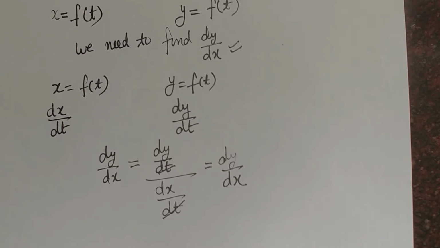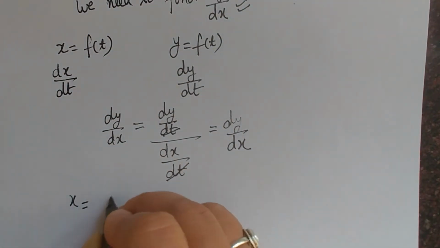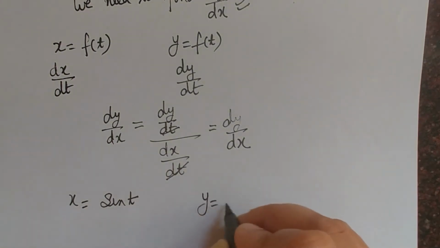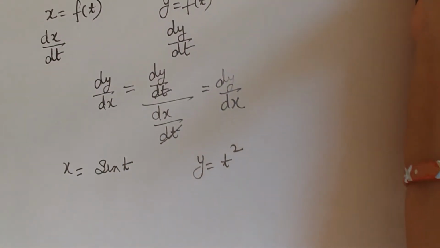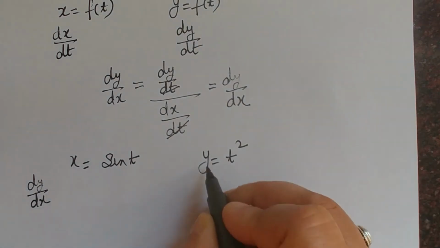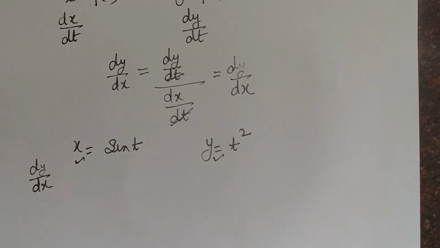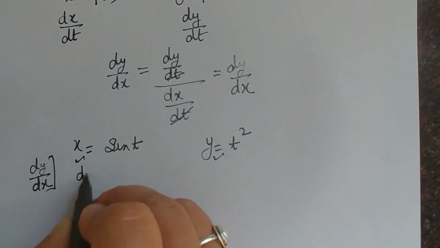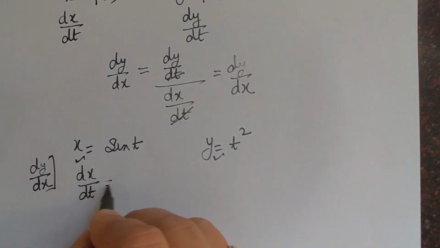Say your x is equal to sine t, and y is equal to t square, the example which I took. And I am supposed to find dy by dx. I have to differentiate this with respect to this. So now what will I do? Firstly, I'll find dx upon dt. Differentiate this function with respect to t.